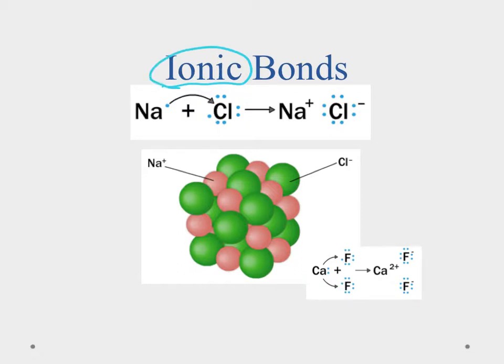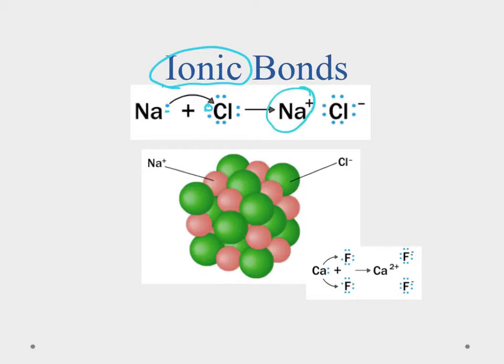So if we remember back and we look at sodium, sodium had 1 valence electron out here. And we have chlorine. Chlorine has 7 valence electrons, but it has this little empty spot over here. It'd like to have a full complement of 8. What they'll do is the sodium will give up its electron, and when it gives up its electron, it now has more protons, and now it becomes a positive ion.